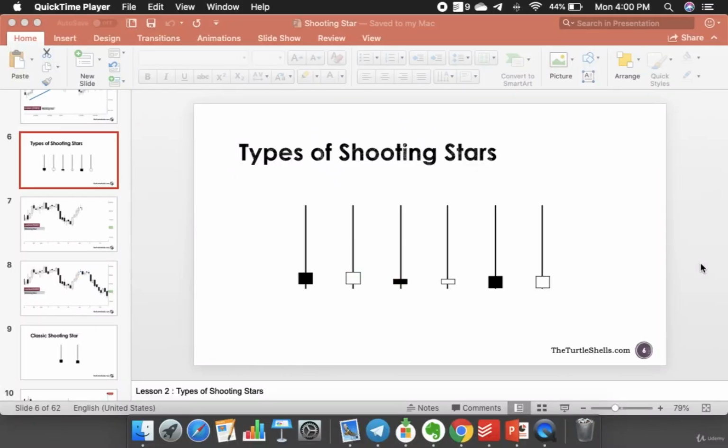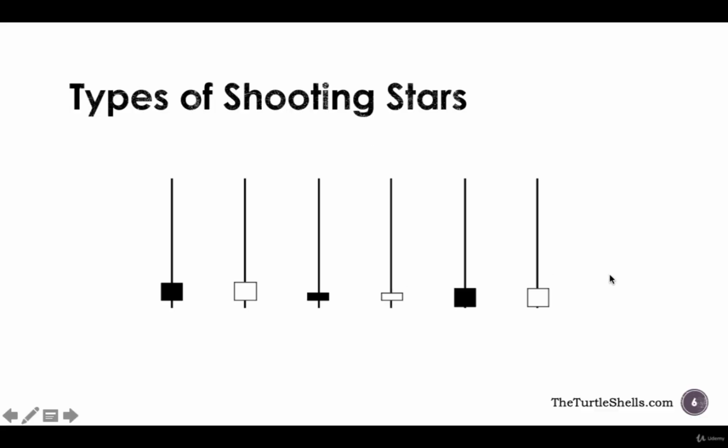Right. Now let us have a look at the types of shooting stars. So let us recap the conditions of a shooting star. A shooting star must come after an uptrend. The upper shadow must be more than twice the height of the real body. The real body can be white or black in color.